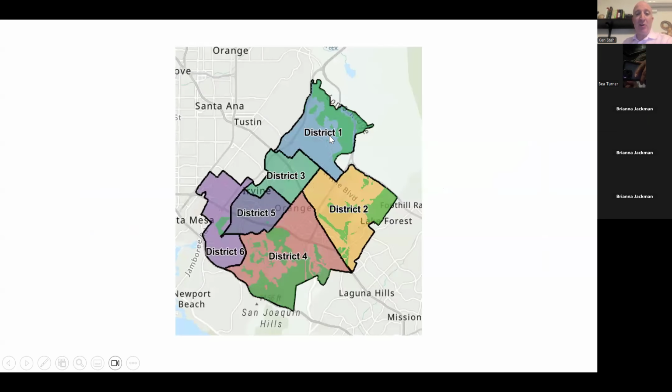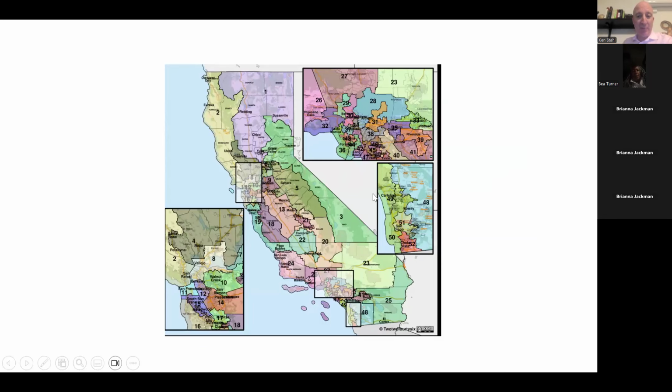And here's another example from Irvine. They also have six districts. So the city is divided up geographically into six districts, and that's how they're elected. This is also typically how legislators are elected in state legislatures and for Congress. So, for example, California is assigned, because of our population, 52 members of the House of Representatives. And you can see on this map that those members are each elected from a geographic district within the state. So this is the process of districting.